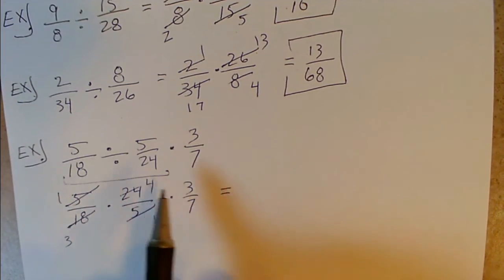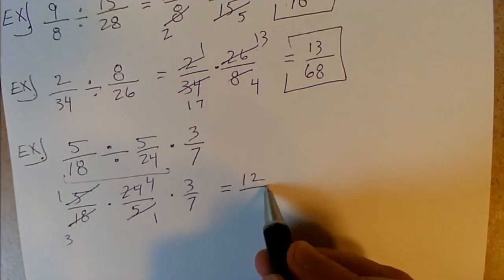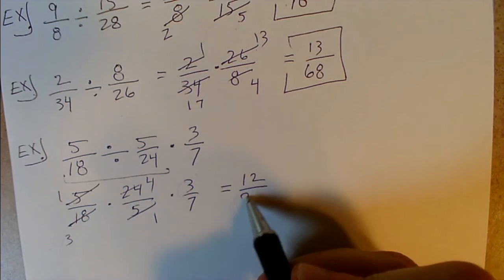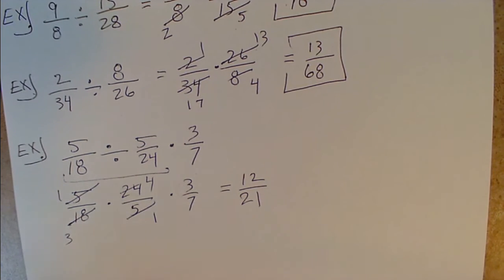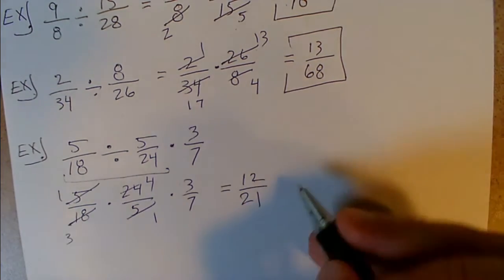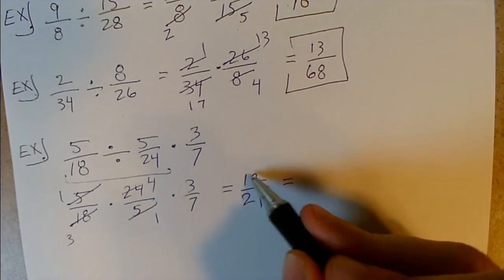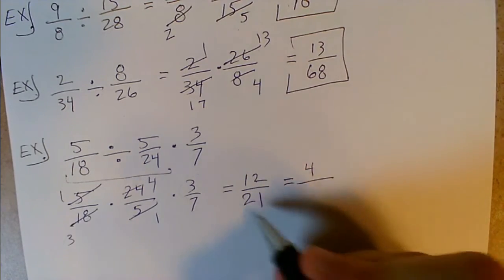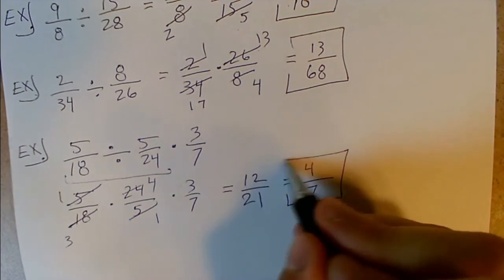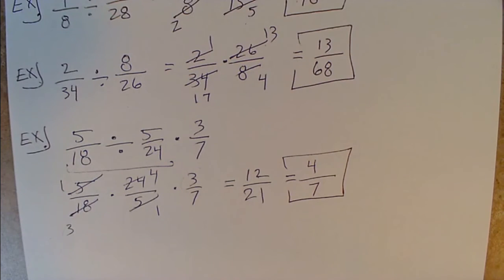You do 1 times 4 times 3, which is 12. You do 3 times 1 times 7, which is 21. That is the answer, but that's not the simplified answer because there's a factor of 3 that I can cancel from the top and the bottom. And so 3 goes into 12 4 times, 3 goes into 21 7 times, and that is the numerical answer for that.